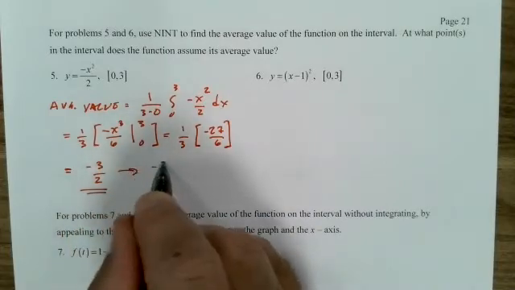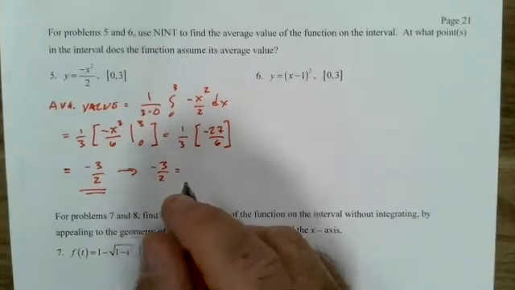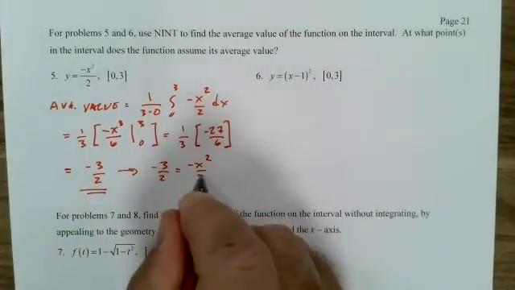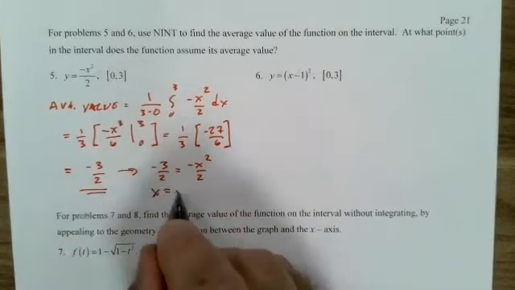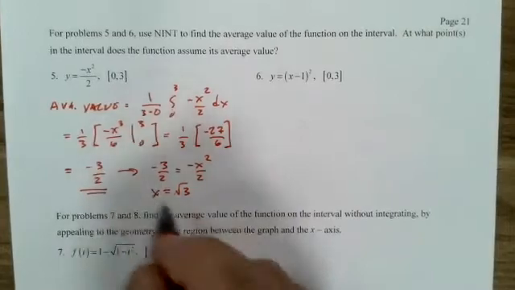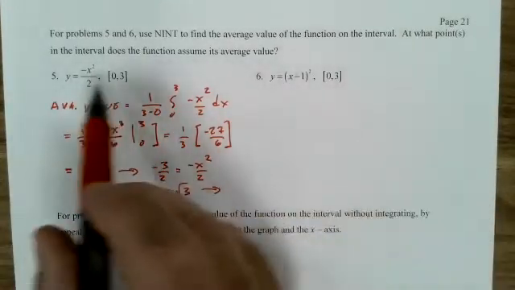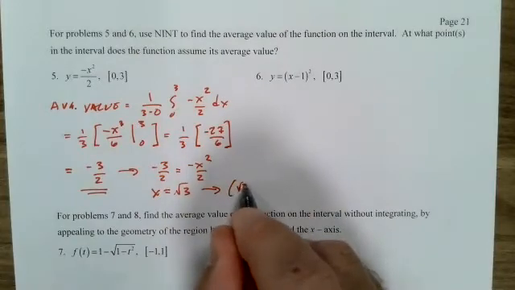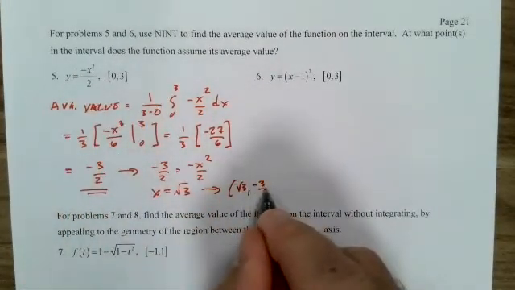And negative 3/2 equals negative x squared over 2. X equals square root of 3. The 2 comes out, cancel the square root with the square. I don't need the negative 1, only the positive one. So at what point on the interval? Root 3 comma, root 3 squared is 3, negative 3/2.